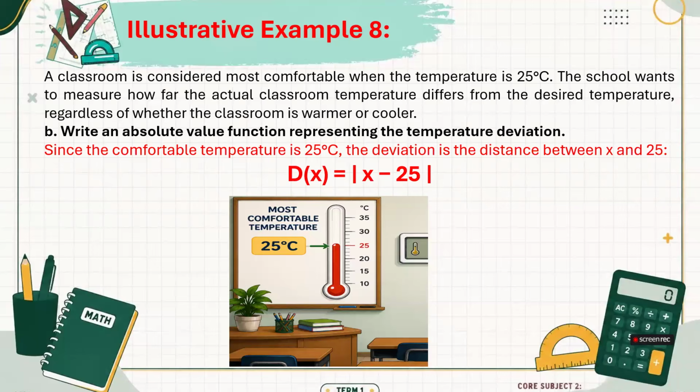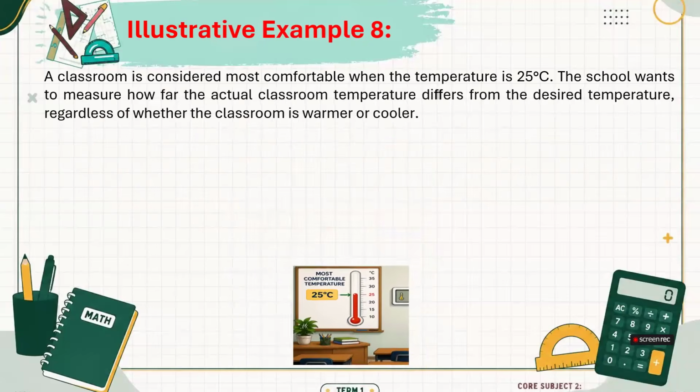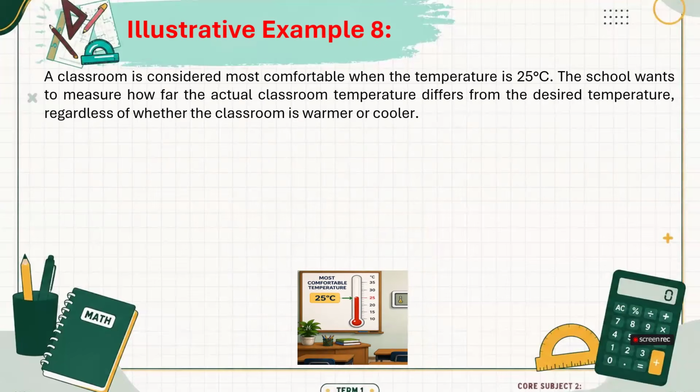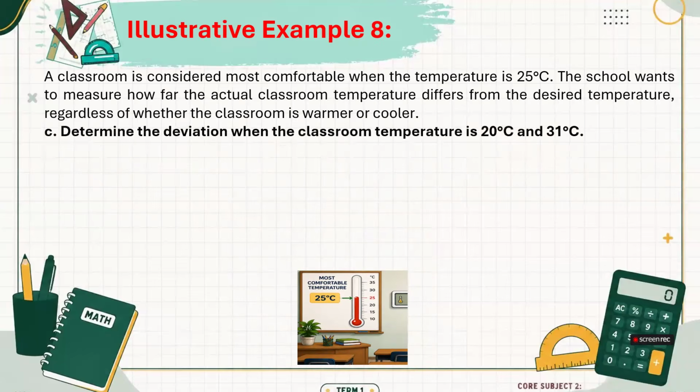For example, suppose that the temperature is exactly 25 degrees Celsius. So 25 minus 25 is 0. So therefore, there is 0 degree deviation. The farther the temperature is from 25 degrees, the larger the deviation. So let us use that absolute value function to answer the next question.